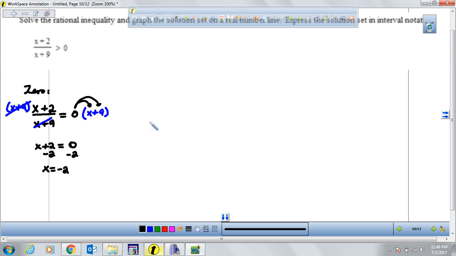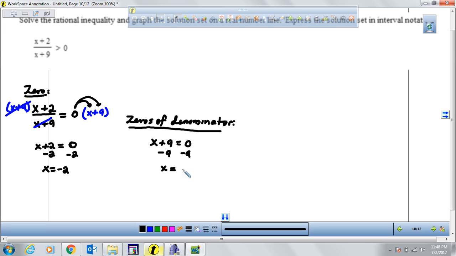Now, for the rational inequalities, there's one more part to the question. You also need to find the zeros of the denominator, which is my excluded values. If you remember, that's what we call them. The zeros of the denominator, the excluded values, the holes, the vertical asymptotes of the actual function. So we need to find the values that make the denominator 0, which in this case, if we solve it, is x equals -9.